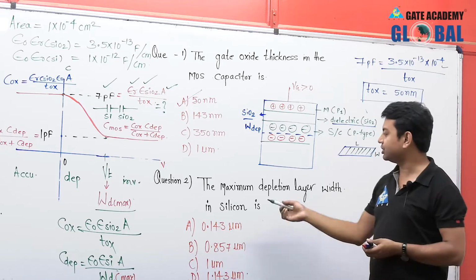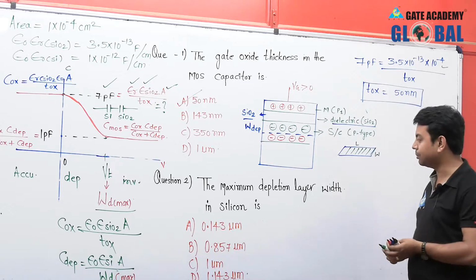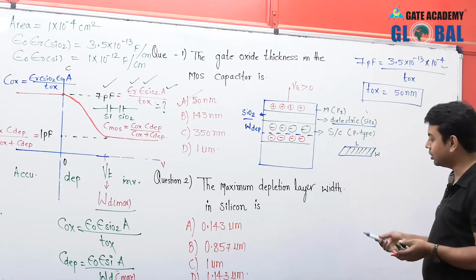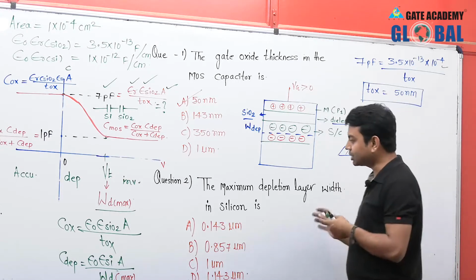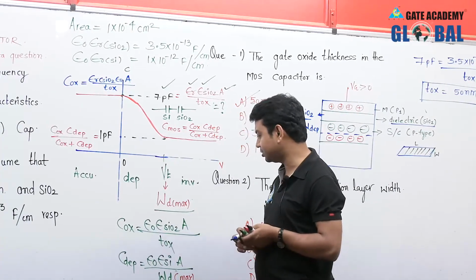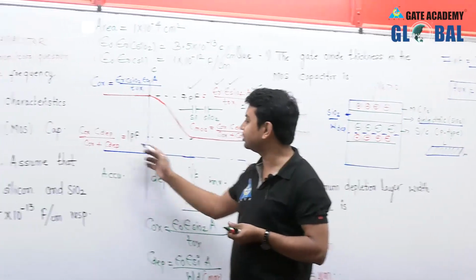And we have the second part, that is question number 2. The maximum depletion layer width is. So I am solving this part now. So, maximum depletion layer width. Here we have the maximum depletion layer width, and here we have the capacitance.